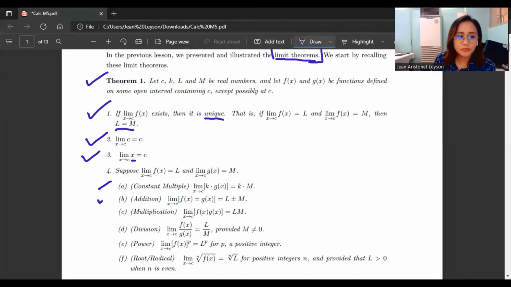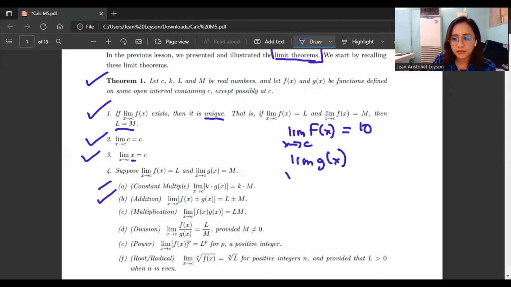Next, 4.b is the addition theorem. So suppose we have the limit of f of x as x approaches c is, let's say, 10. Then the limit of g of x as x approaches c is 11. So if we have the limit of the quantity f of x plus or minus g of x as x approaches c, it can be addition or subtraction.